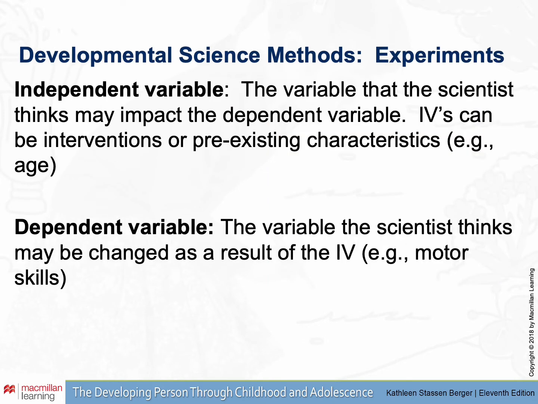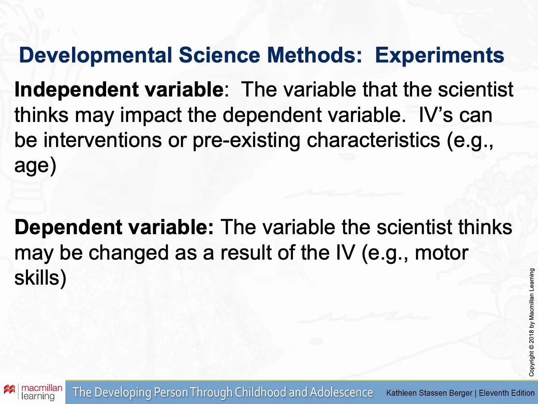When you're doing an experiment, it's important to consider that you have 2 different kinds of variables in most studies. You have an independent variable, which is the one that the scientist thinks is going to impact the outcome, and you have the dependent variable, which is the variable the scientist thinks will be affected by the independent variable.